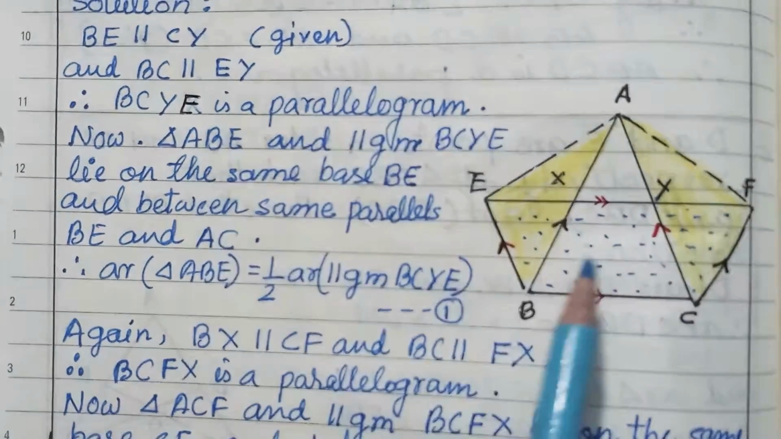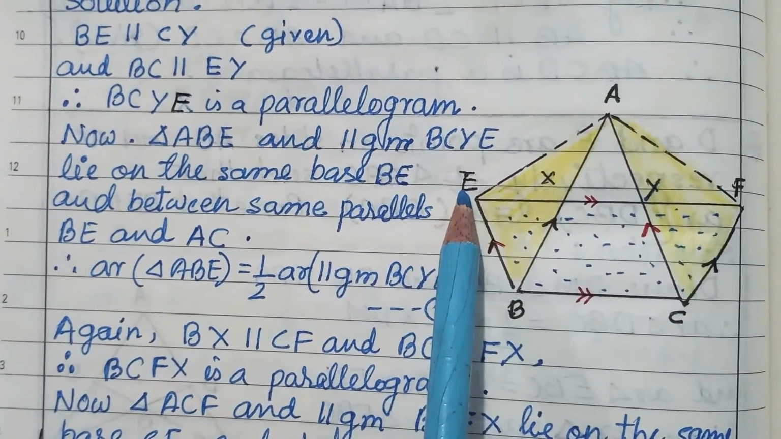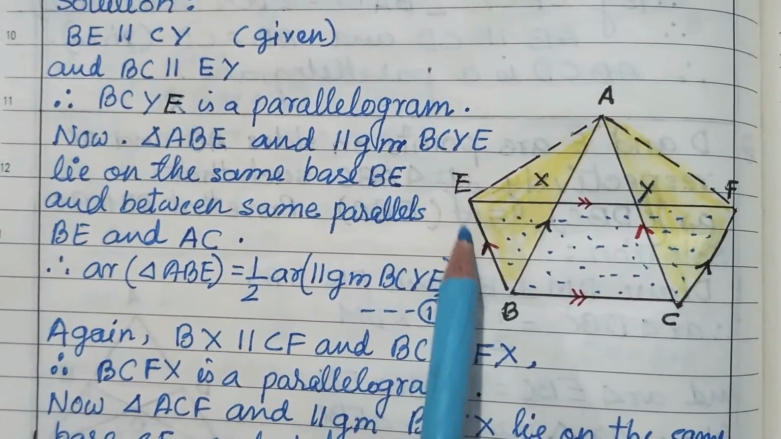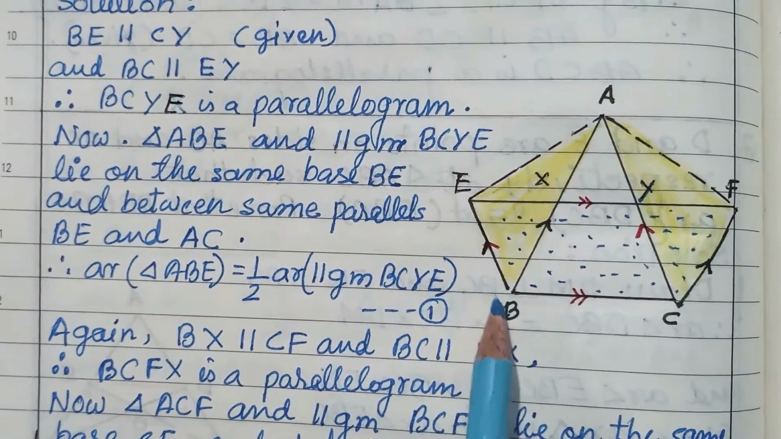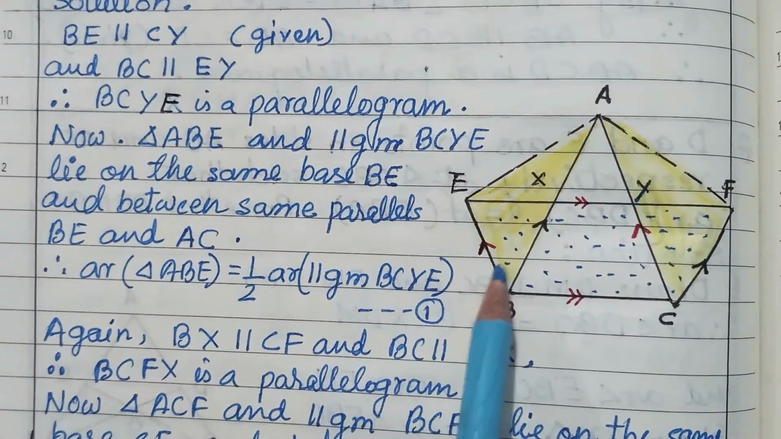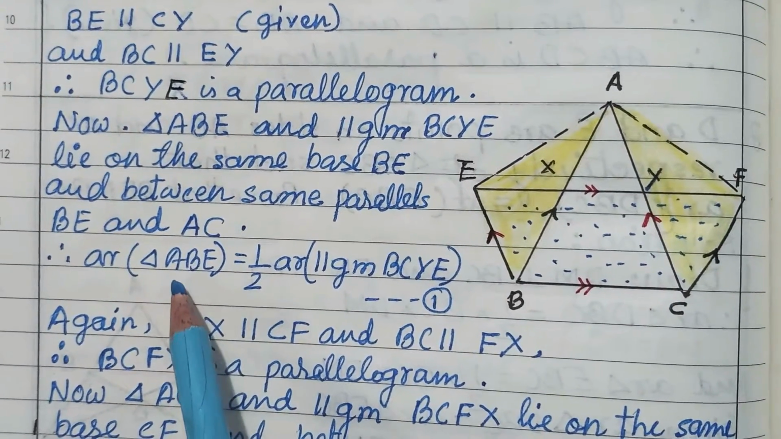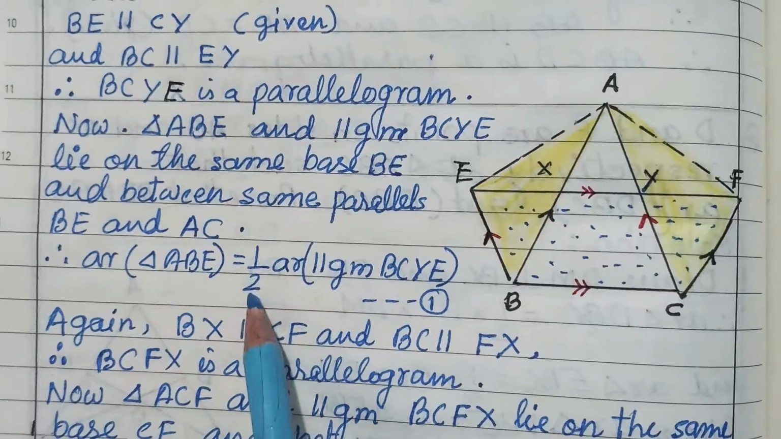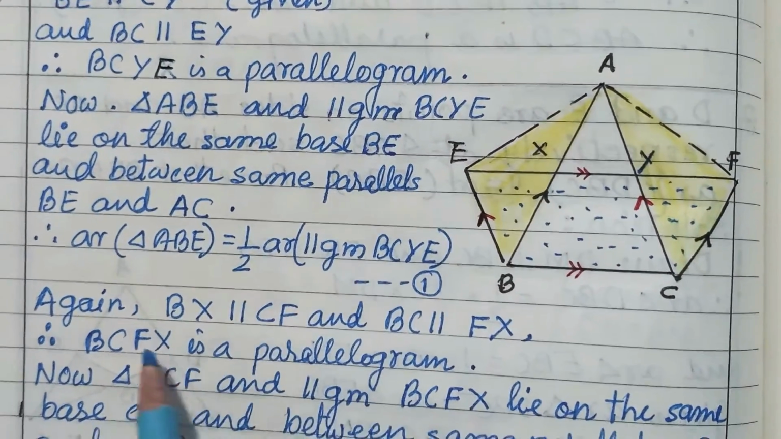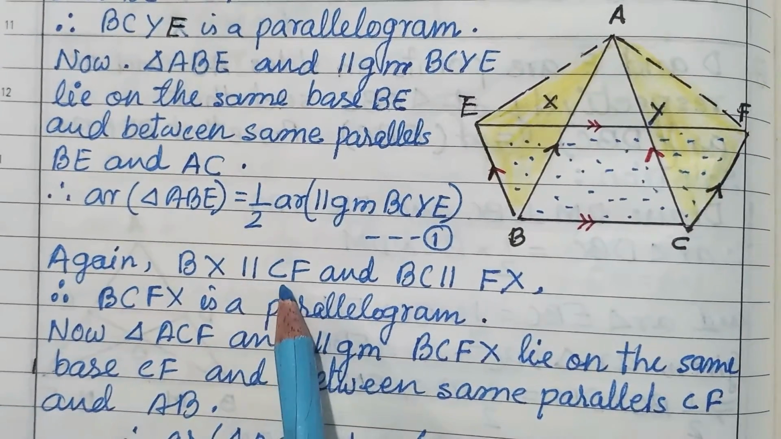Now triangle ABE and parallelogram BCYE are on the same base EB, or BE, and between the same parallels BE and AC. Therefore the area of the triangle is equal to half of the area of the parallelogram.